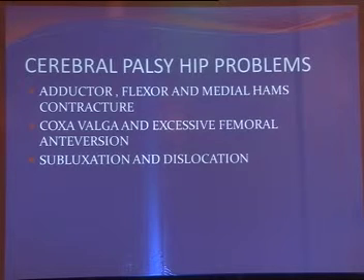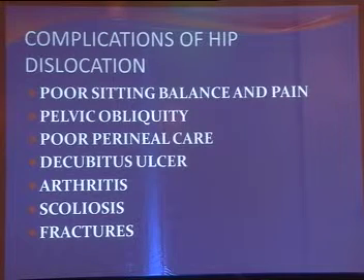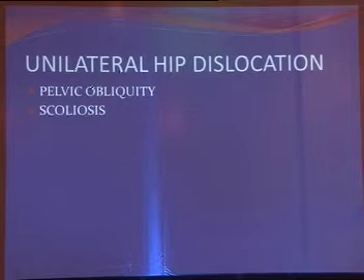Basically, there is adductor and flexor contraction of the hip joint, medial hamstring contraction at the knee joint, coxa valga, and excessive femoral anteversion, which ultimately lead to subluxation and dislocation. Complications of hip dislocation which have been studied are poor sitting balance and pain, pelvic obliquity, poor perineal care, decubitus ulcer, arthritis, scoliosis, and sometimes forced therapies, such as forced abduction of the hip joint, leading to subtrochanteric fractures or femur fractures.